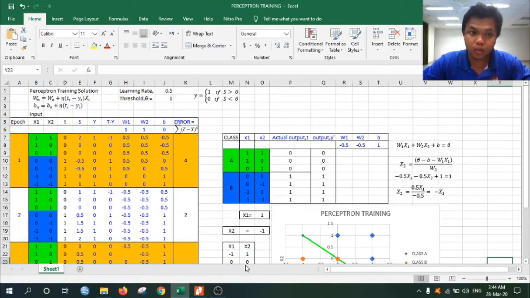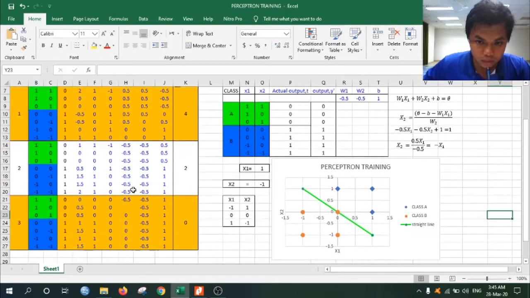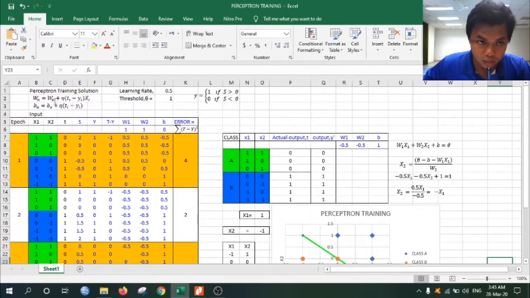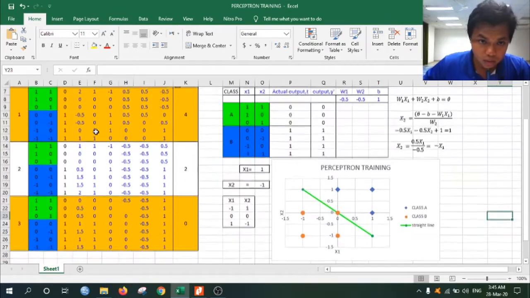We are going to demo the Perceptron training solution. We are using Microsoft Excel for doing the training program. Right now we have done the Perceptron training solution. This is the formula for the new weight, and this formula for the new bias, and this for the calculation.